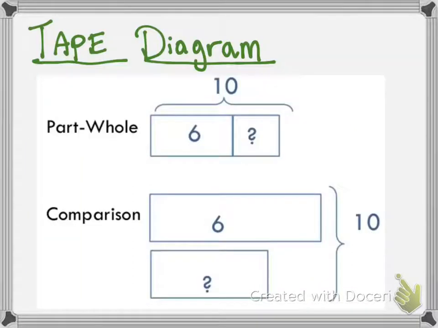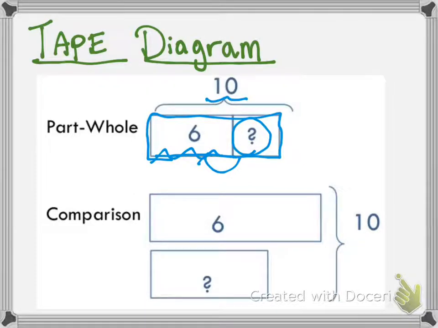One thing that we could use, a really special tool, is called a tape diagram. A tape diagram shows a part to a whole, and we also could use it as a comparison. Look over here. If we see 6, this is a tape diagram because it looks like a piece of tape. This section is 6. How many more do we need to add to this 6 to get to 10?